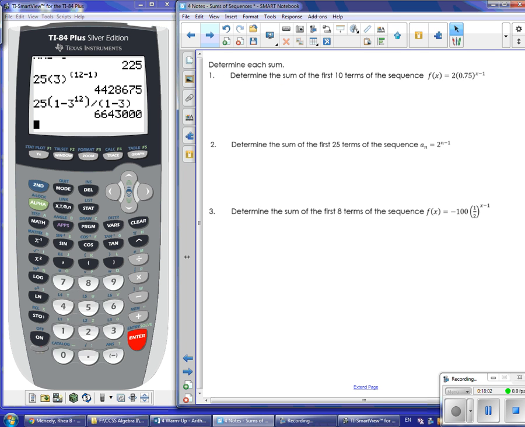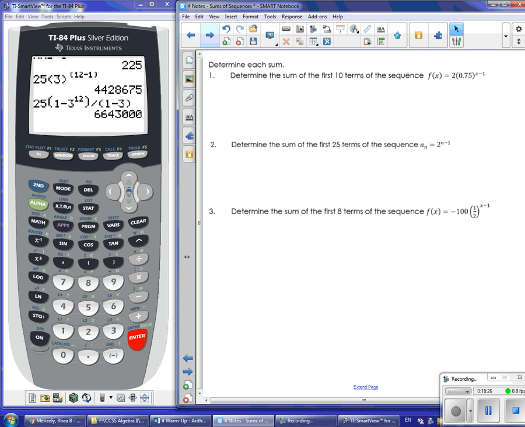Let's take a look at some other situations. And in these situations, I'm giving you the explicit formula, and you're asked to find the sum of the first however many terms. To find the sum, it's the same formula as before, but you have to consider what the first term and the common ratio are from the equation now.